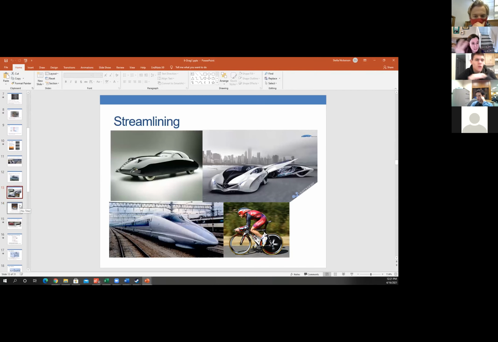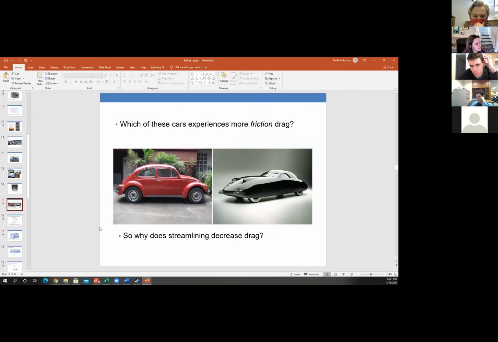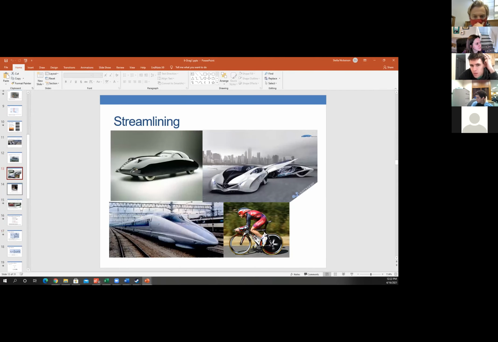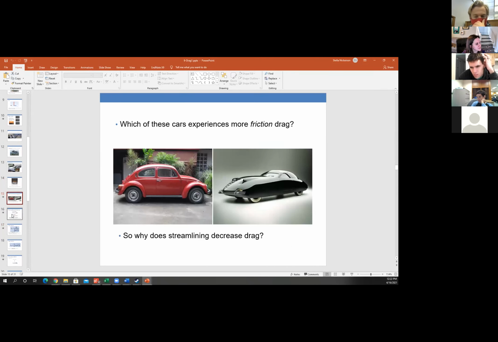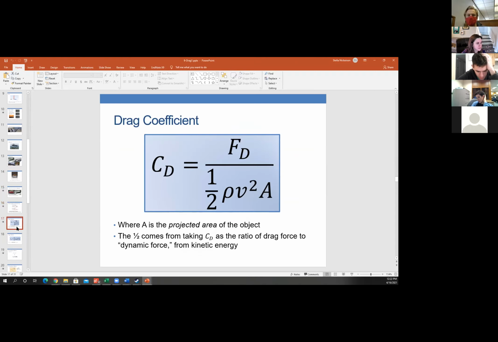Streamlining is where you change the shape of the object so that there's less flow separation, and you create a smaller wake behind, which decreases the pressure drag. Right? I asked you whether streamlining in really, really low flow makes sense. And it doesn't really, because streamlining is about reducing the pressure drag, which in most cases is where most of your drag is coming from. Okay.